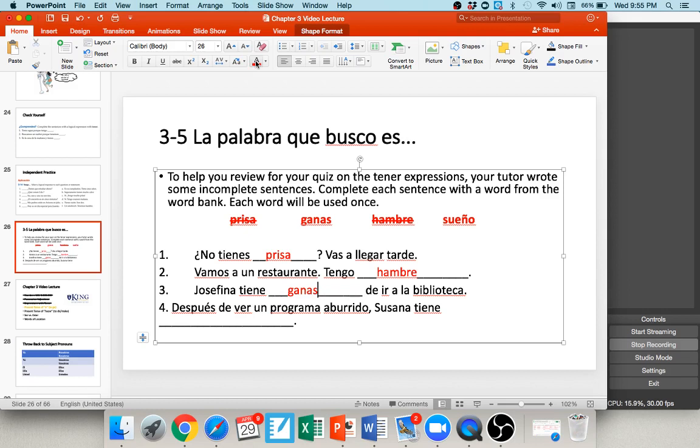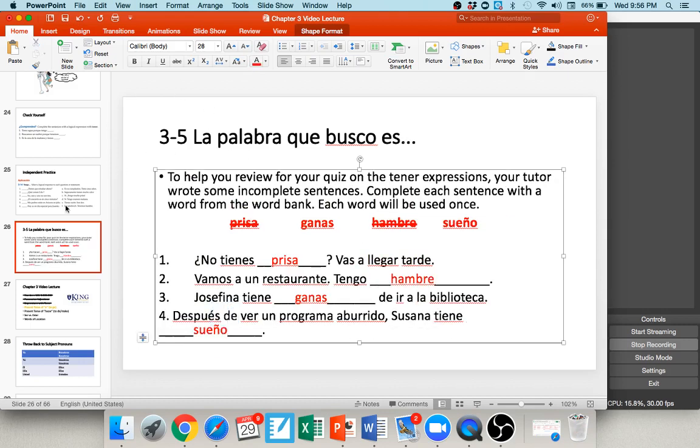Okay, and our last one, number 4. Después de ver un programa aburrido, Susana tiene blank. So after watching a really boring program, Susana is pretty sleepy. Tiene sueño. She has sleepiness.